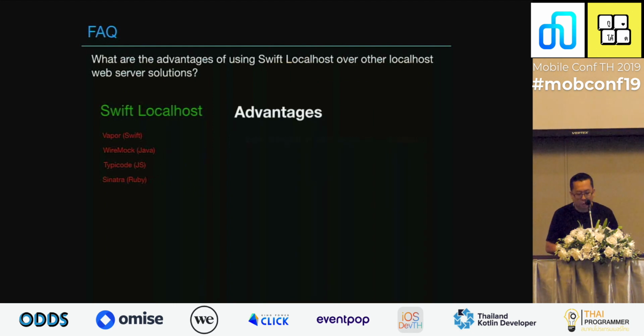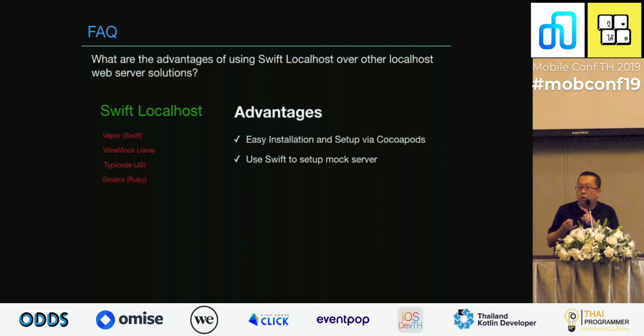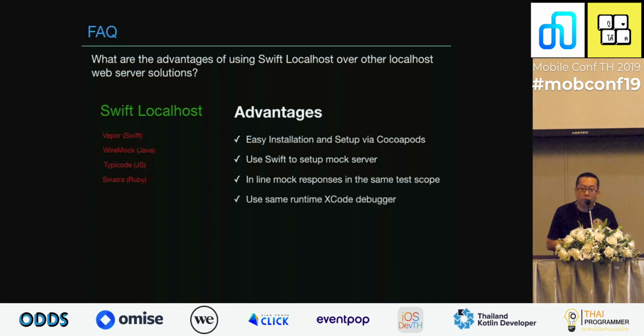So the advantages of Swift localhost are easy installation, and you only need to use CocoaPods. The only command you need to type in your terminal is pod install. You can use Swift to set up your localhost server, your mock responses, your test code, as well as your production code. So it is just using one language across your whole entire project. And you can describe inline mock responses in the same scope as your test. You can also use the same runtime Xcode debugger. And best of all, you only need to hit Command U, because each test will take care of its own localhost and its own mock responses.